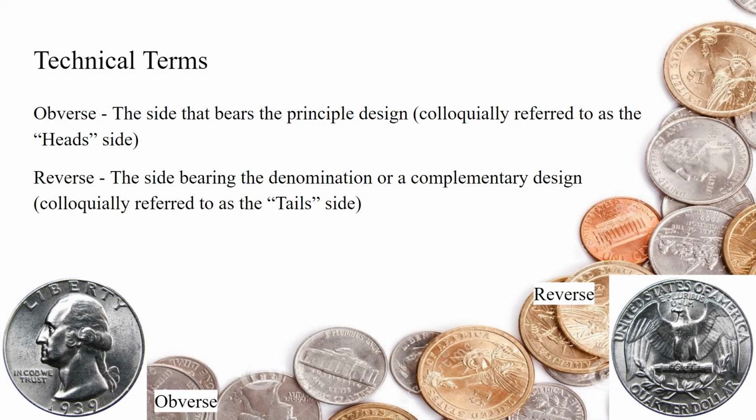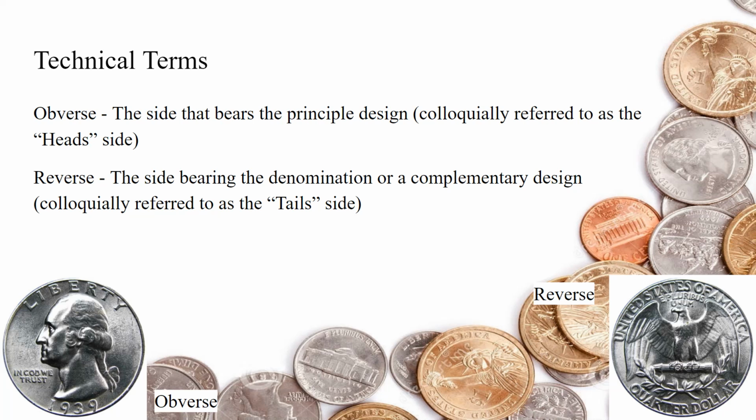For some technical terms that will be used throughout this presentation, there are really two terms that I want to go into. The first is the obverse side of the coin, and you can see it in the bottom left corner of the screen, depicted by a quarter with Washington's head. That's the side that bears the principal design, and it's colloquially referred to as the head side of a coin.